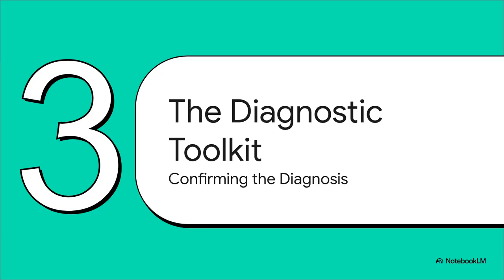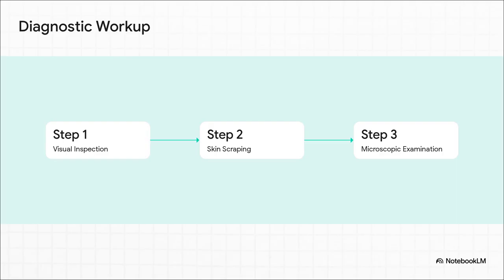Okay, so you've got a hunch based on how it looks and where it is. But how do you prove it? Well, it's time to open up our diagnostic toolkit. And the great news is the workup is beautifully simple. It all starts with your eyes, a good visual inspection. If you're suspicious of a fungus, you move on to a skin scraping. Then you take that little sample and pop it under the microscope.